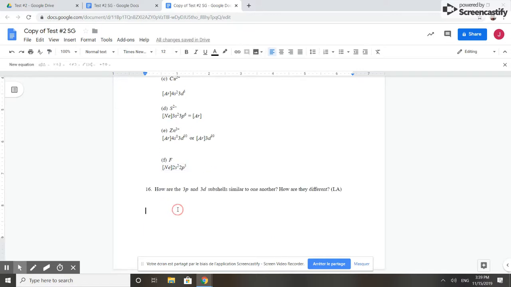Okay. And then last question, how are 3p and 3d subshells similar? So they are in the same principal energy level, meaning that their average distance from the nucleus is approximately the same. There's a lot of different ways you could say that they are different. I'm just going to talk about shape.